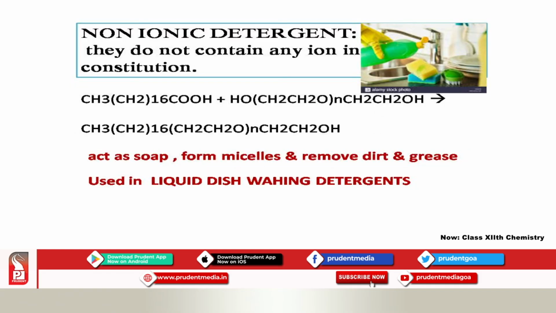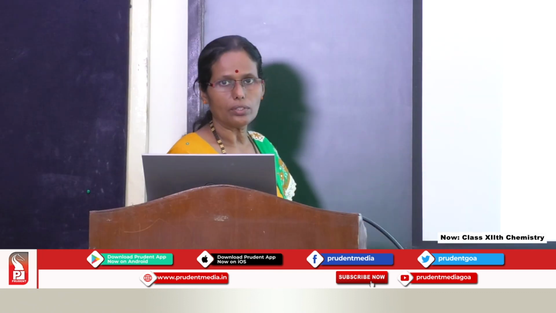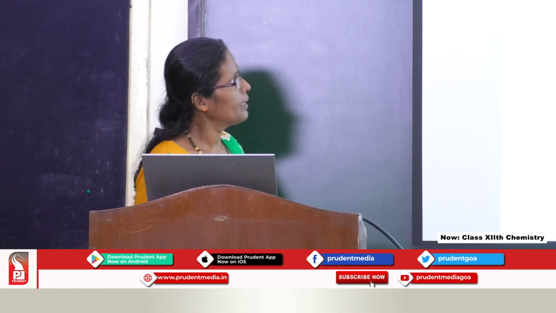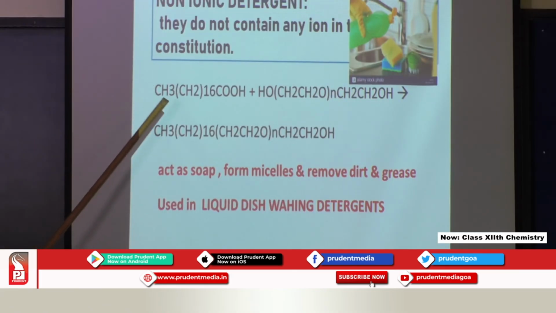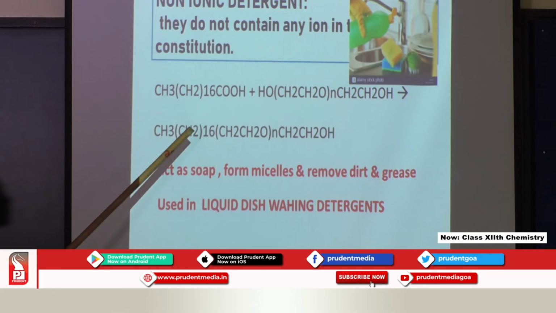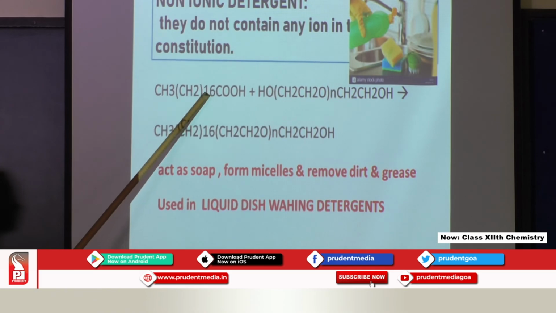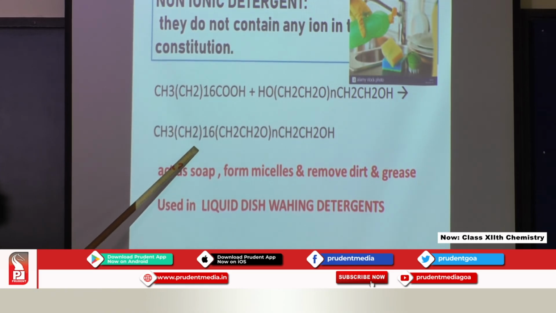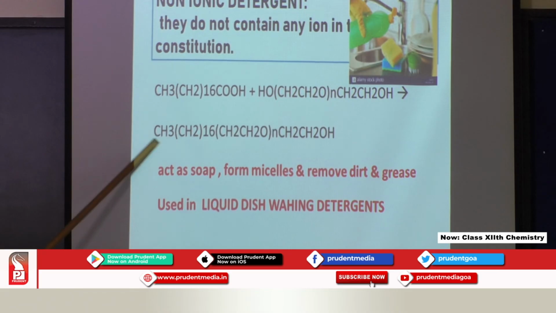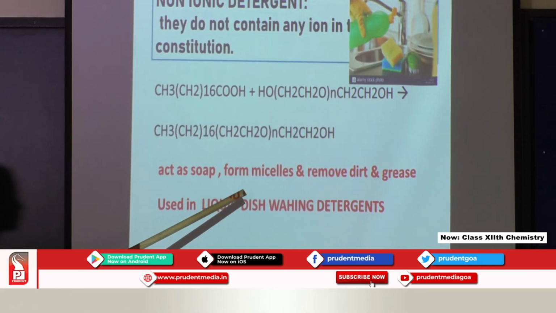Third type we have non-ionic detergents. They do not contain any ion. They contain neither cation nor any anion. These non-ionic detergents are prepared from stearic acid and ethylene glycol. So they will give you a non-ionic detergent. It doesn't have any anion. This acts as a soap. They also form micelles. They also remove dirt and grease, just like soap. They are used in liquid dishwashing detergents.